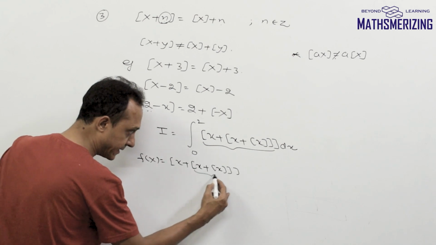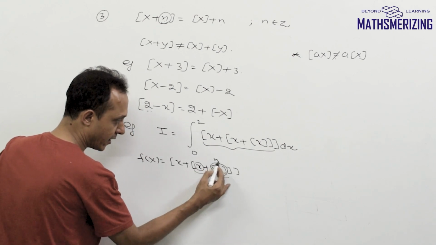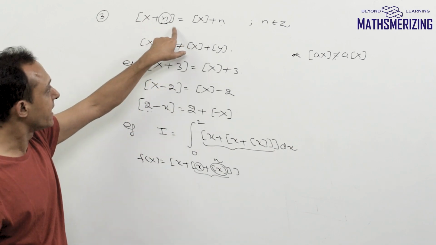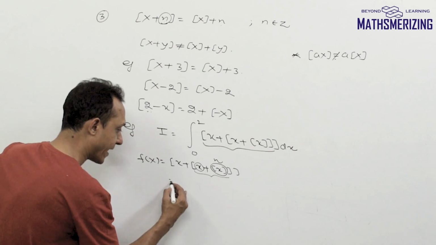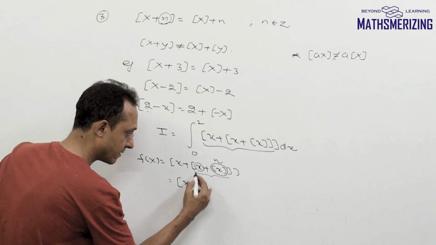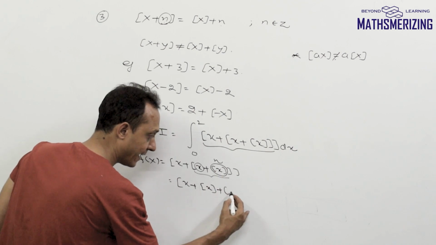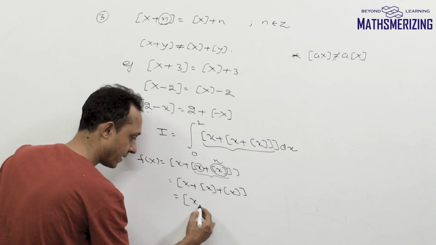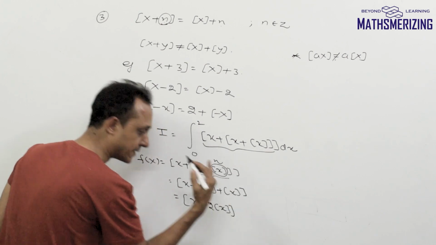Now for this greatest integral part, this is your x and this is simply n. Now what does the property say? The property says the greatest integral function of x plus n is simply the greatest integral function of x plus n. So I can write it as x plus the greatest integral function of x, and then what is n? n here is the greatest integral function of x. So I can write it as x plus 2 times the greatest integral function of x.